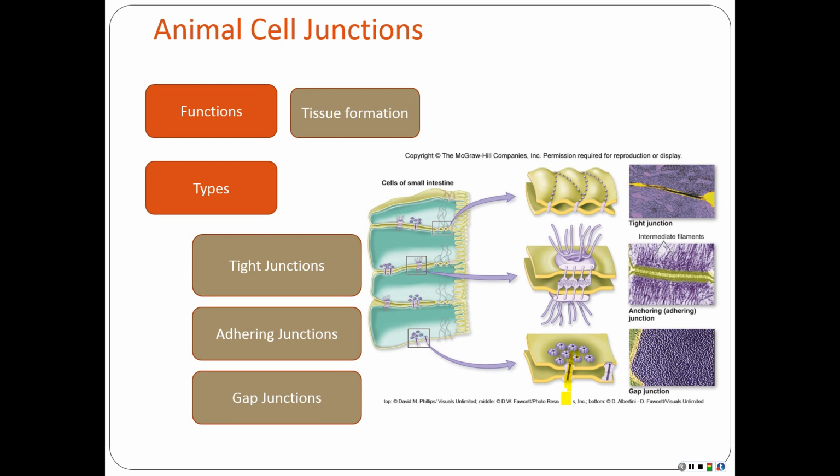So in summary, those are our different types of animal cell junctions. It concludes our Chapter 3 discussion of different cells and eukaryotic cell functions.